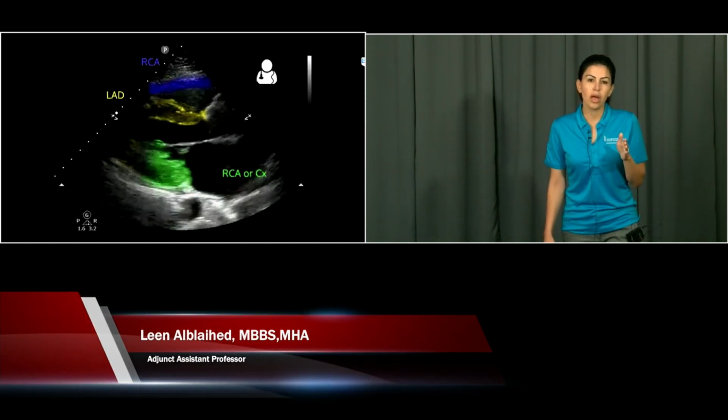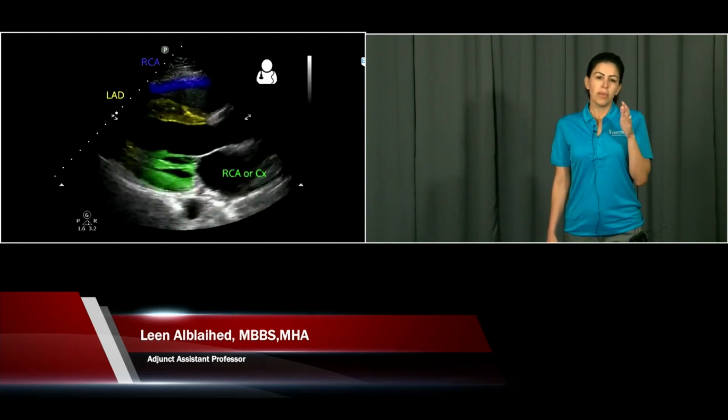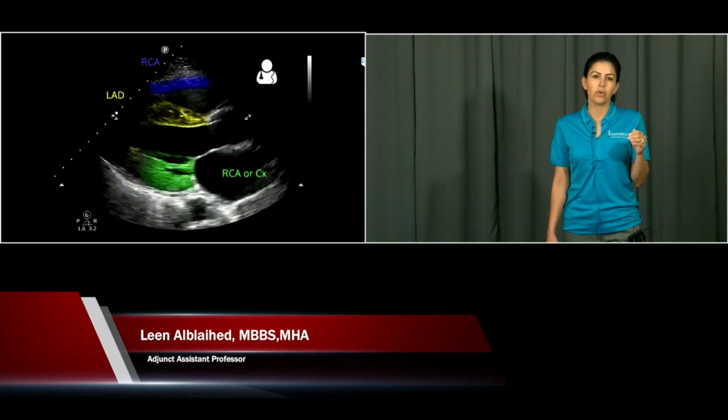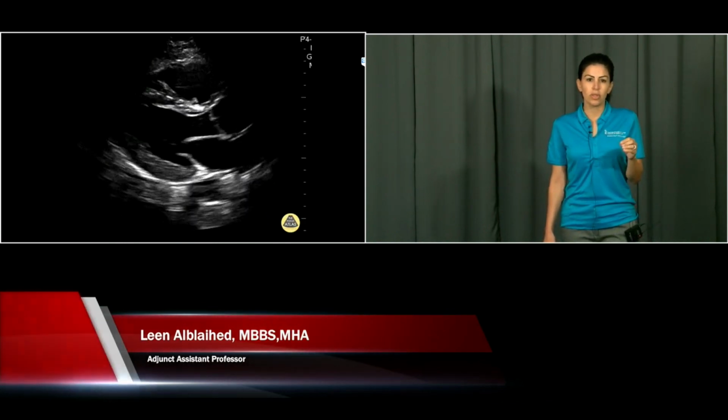If you do a parasternal long, you can also tell by looking at the muscles. Same thing, thickening and thinning. This is just a different view. This is what a normal one looks like.